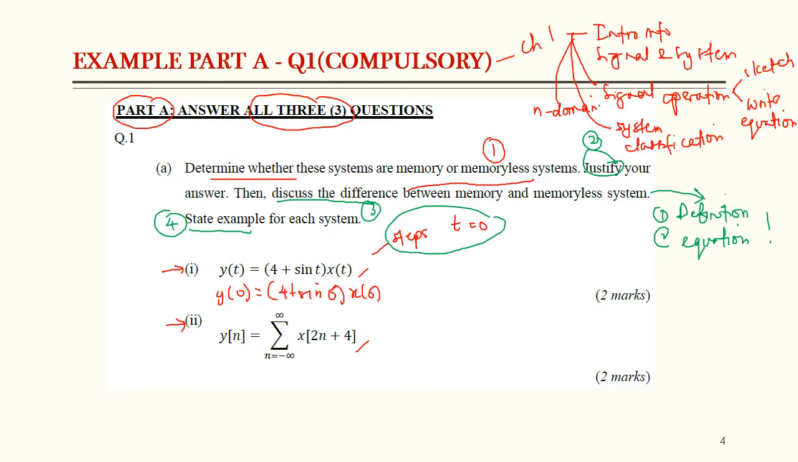For example, if you refer back to our discussion in system classification, for memory and memoryless, that's an example. For example, V equals i times R. This is an example of a memory system, and the other equation is for a memoryless system. Memoryless cannot remember anything. Memory remembers something else rather than the current state.